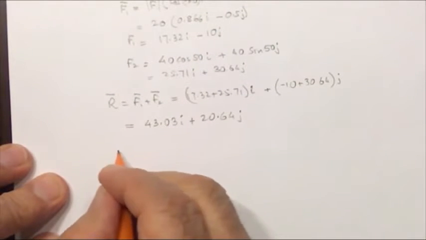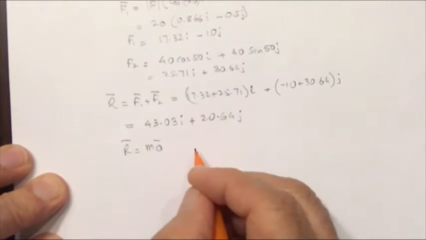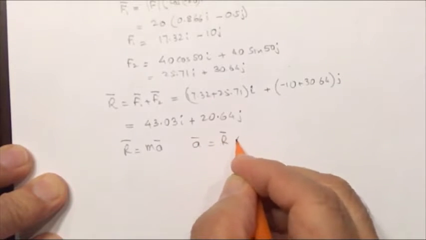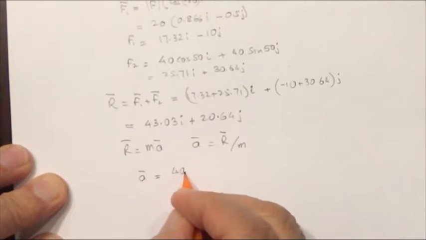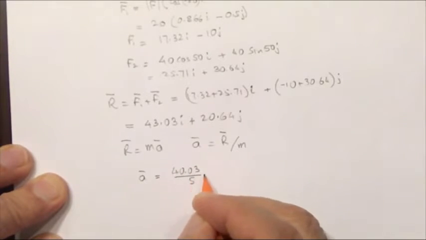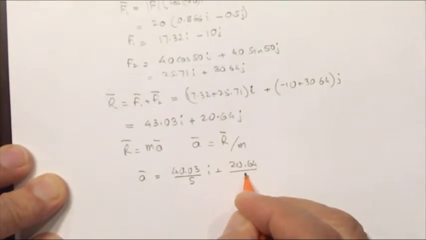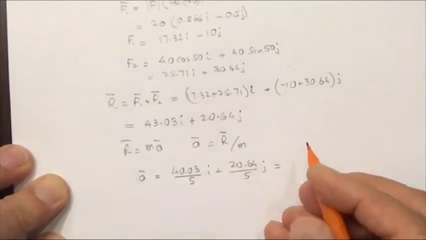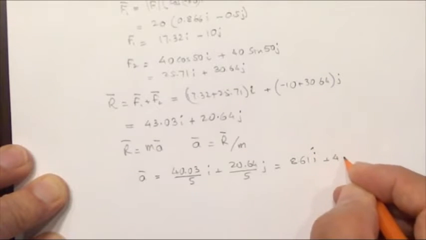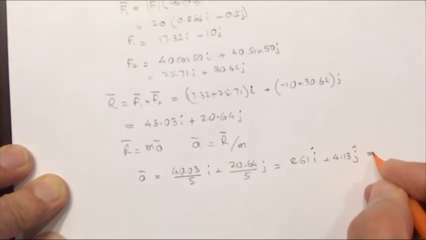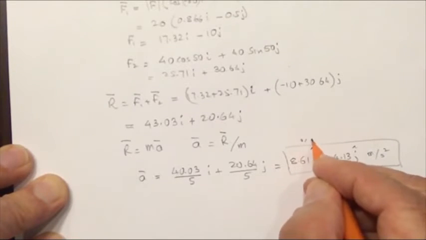So now we can write that as R equals ma. This is F1 plus F2, and so the acceleration is going to be R over m. So the acceleration vector will be 43.03 over 5 i, because m is 5, plus 20.64 over 5 j, and that comes out to 8.61 i plus 4.13 j meters per second square. That is the acceleration.